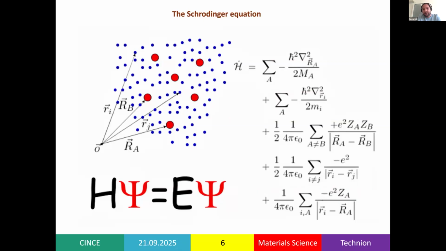Just look at this term. It knows the position of each nucleus and each electron. So this potential alone defines the system, and it will be unique to the system. From there, DFT comes.